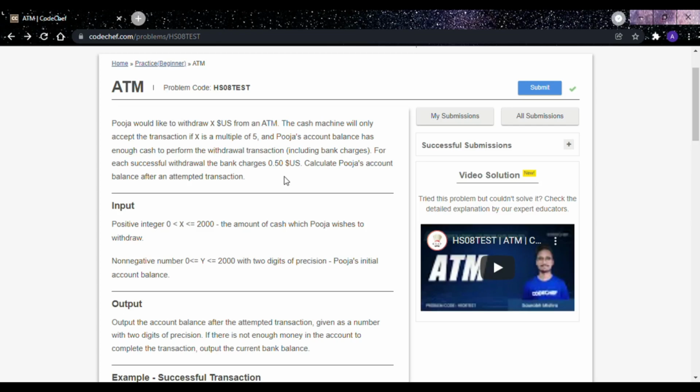So here we can see that a withdrawal has to be made from an ATM and the machine will accept the withdrawal only if the withdrawal amount is a multiple of 5, which means that if X is divided by 5, the remainder should always be 0. The second condition says that Pooja's account balance should have enough cash to perform the transaction, including the bank charges, which is 0.5 US dollars. And then we have to calculate Pooja's balance after an attempted transaction.